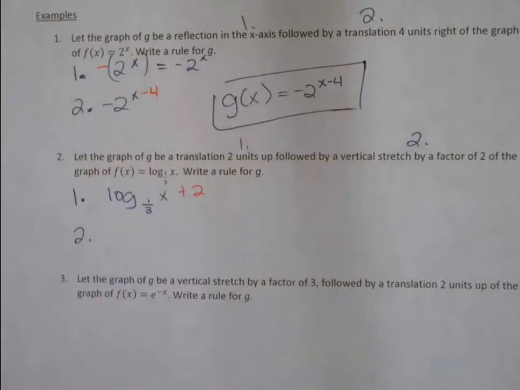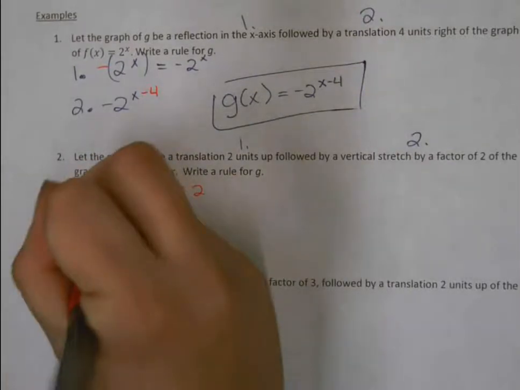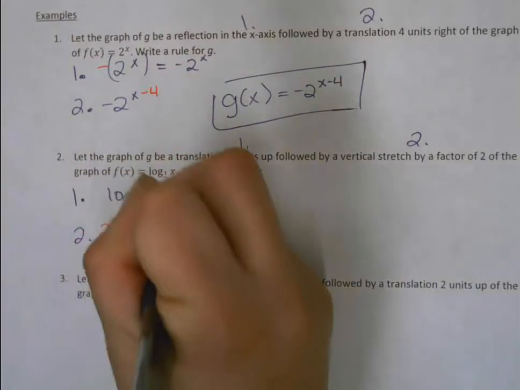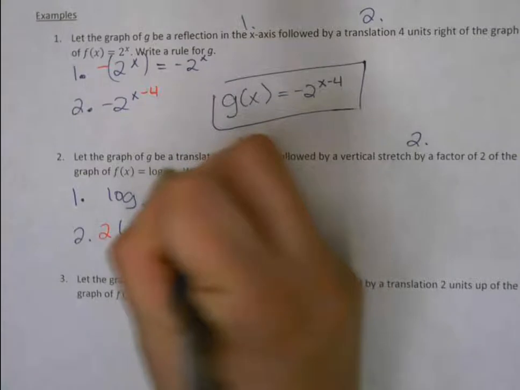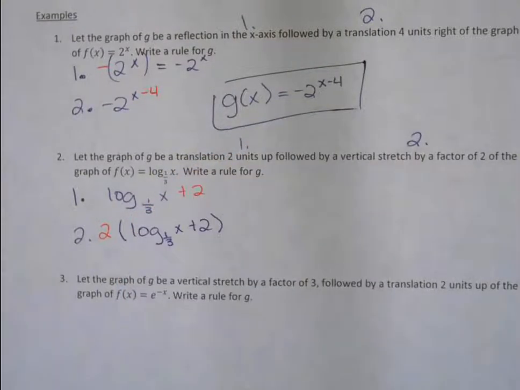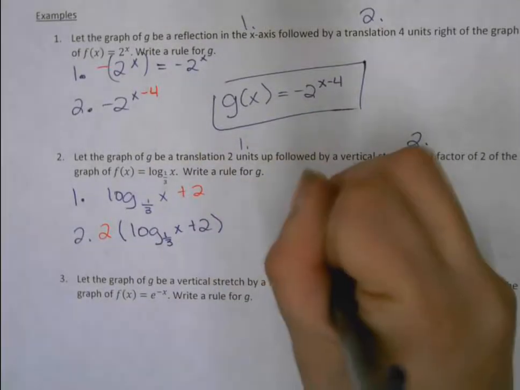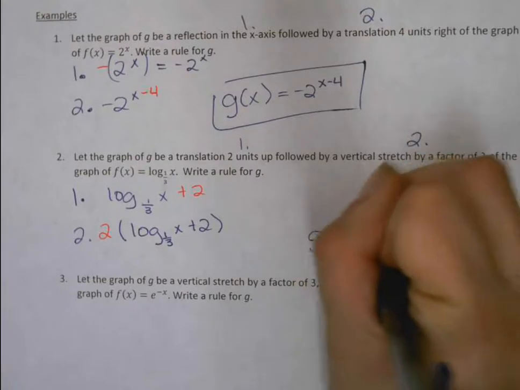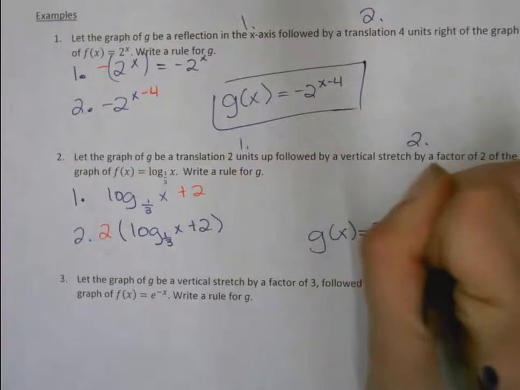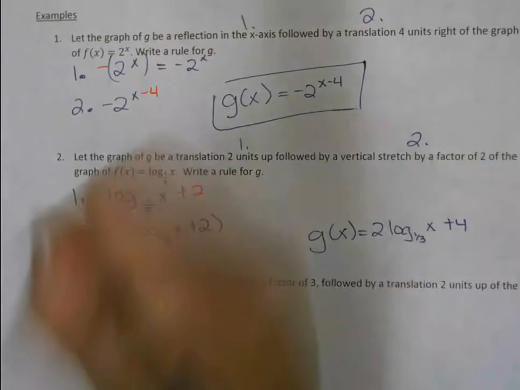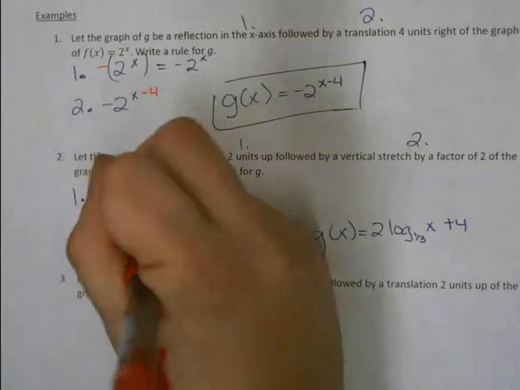So vertical stretch of 2 multiplies on the outside. What about the 1/3? That doesn't change. So I'm going to distribute the 2 in, so it's going to be 2 log subscript 1/3 x plus 4, because the 2 distributes to the log and the 2.